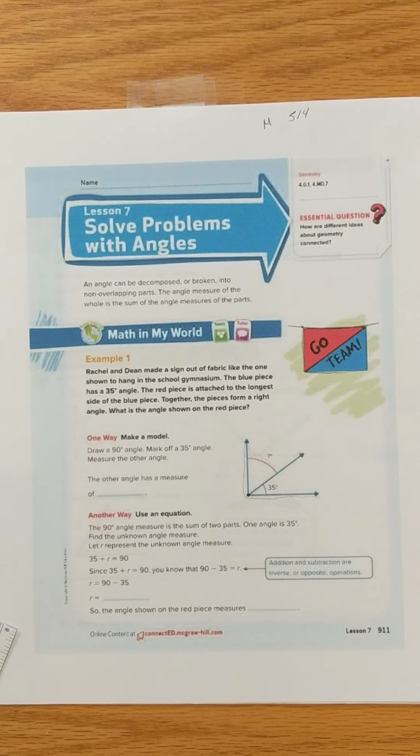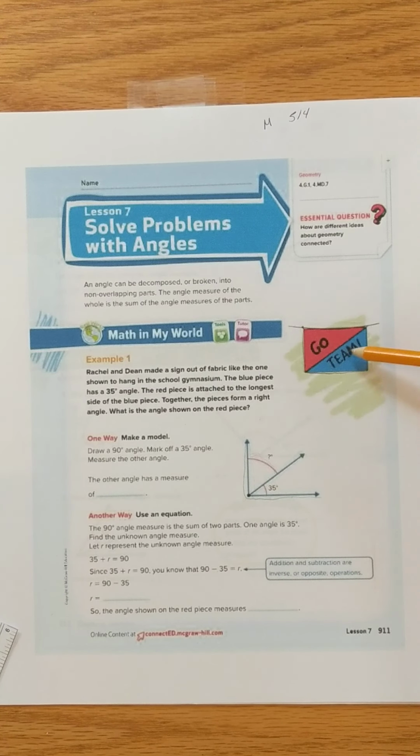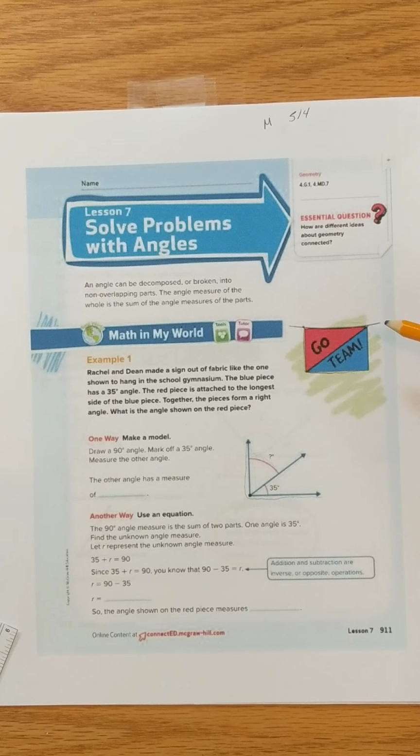It says Rachel and Dean made a sign out of fabric like the one shown to hang in the school gymnasium. The blue piece has an angle measure of 35 degrees. The red piece is attached to the longest side of the blue piece. Together, the pieces form a right angle. What is the angle shown on the red piece?